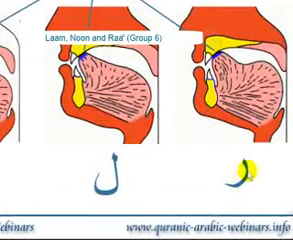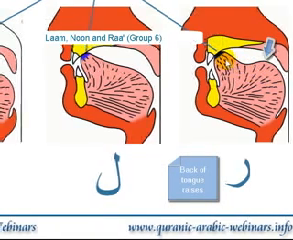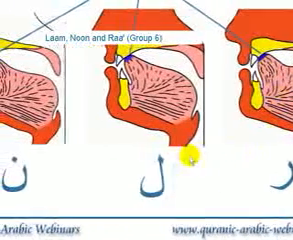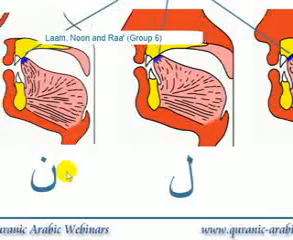So the first letter is the letter Ra, Ra, and you should notice when you say that the back of your tongue lifts up as well. Ra, Ra. Next one is Lam, Lam. So a bit more pressure on the front of the tongue. The back of the tongue is as normal, it's not raised.